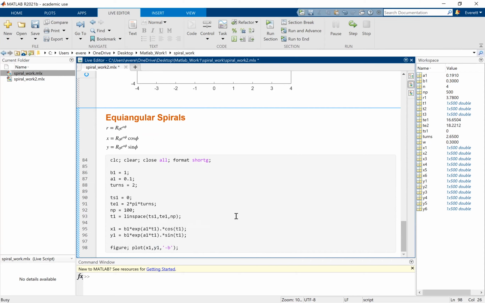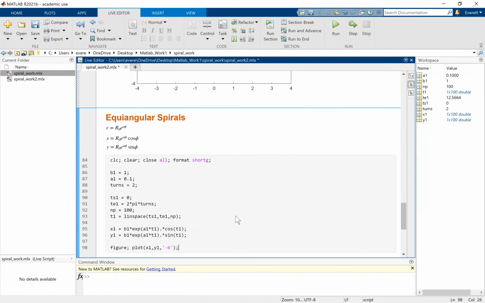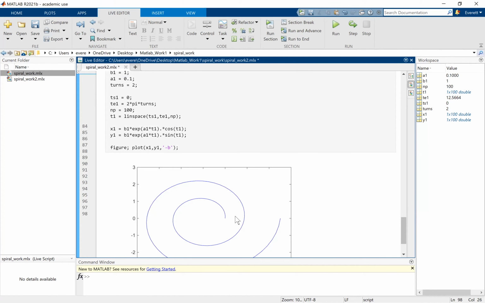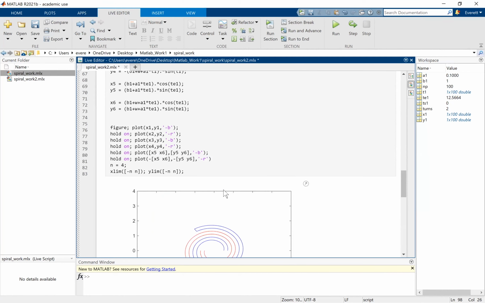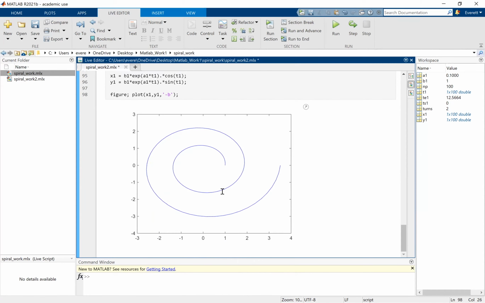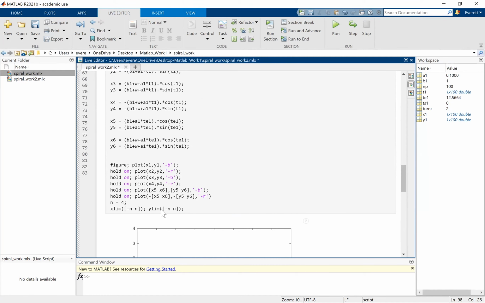Let's see how this looks. All right, so we are beginning to see our equiangular spiral. It doesn't look like too much right now. So let me put our limits here. Let me just copy paste this.